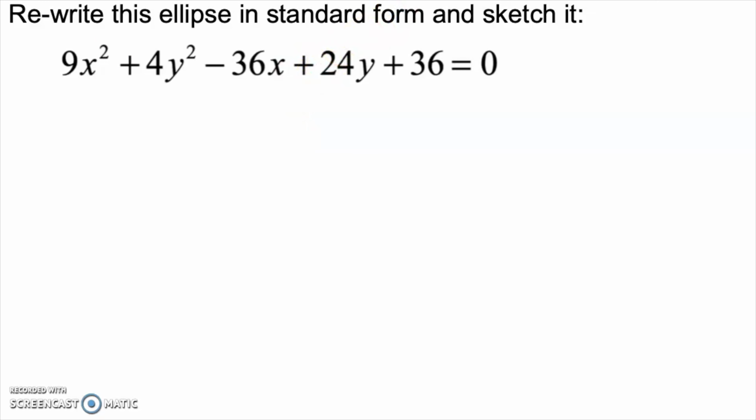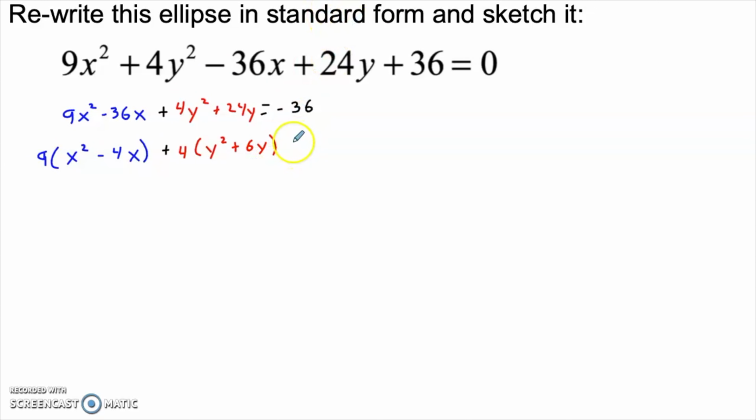Let's take a look at another example. This time notice we have the x squared and the y squared terms, then the x and the y by themselves. The whole thing is equal to 0. First thing I'm going to do is rewrite this with all the like terms together. Once I have my x squared and x together and my y squared and y together, I'll factor out the leading coefficient on the x squared and y squared term, giving me 9 times (x squared minus 4x) plus 4 times (y squared plus 6y) equal to negative 36.